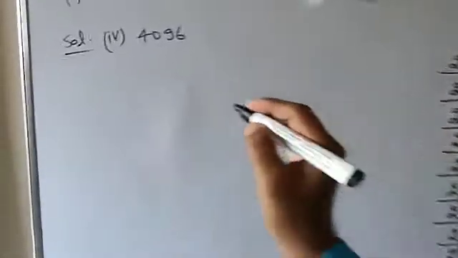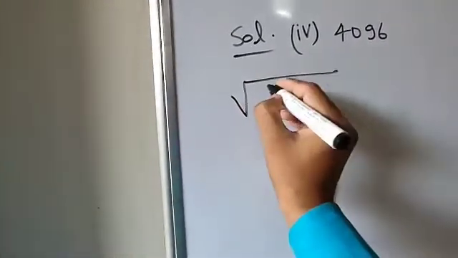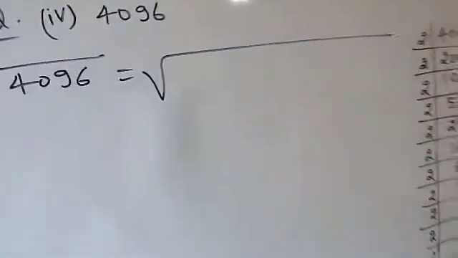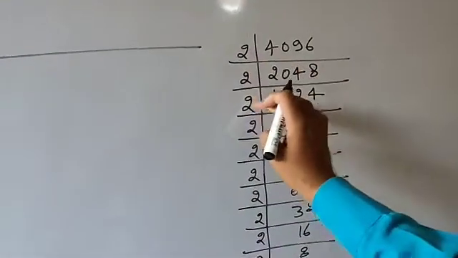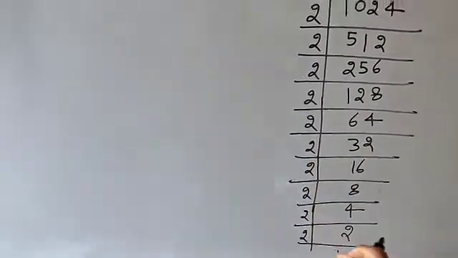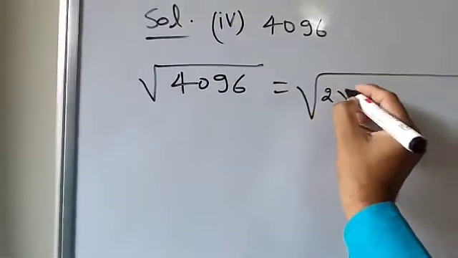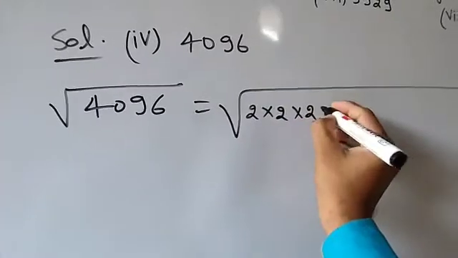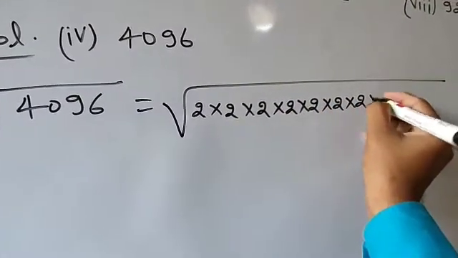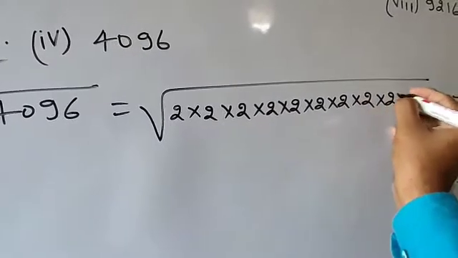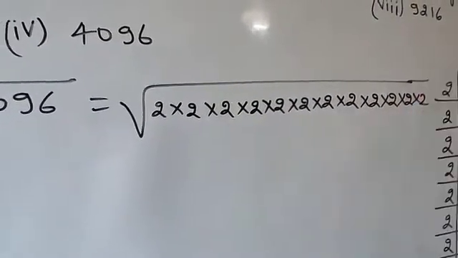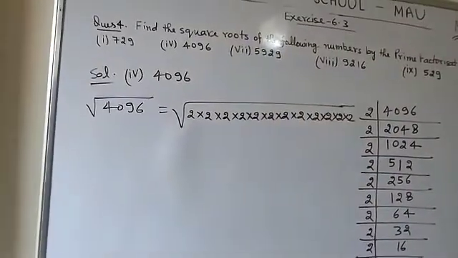So here you will write square root of 4096 equal to square root of, and how many 2s are there? 1, 2, 3, 4, 5, 6, 7, 8, 9, 10, 11, 12. So I have written all the prime factors of 4096.